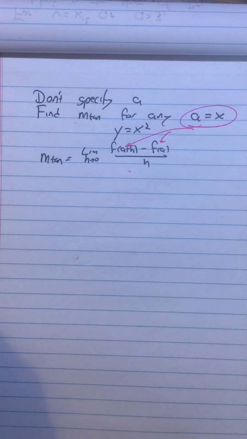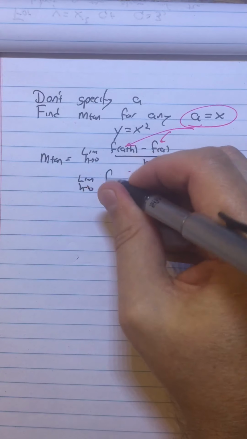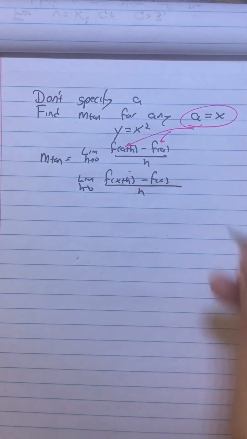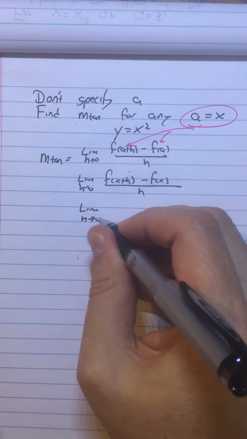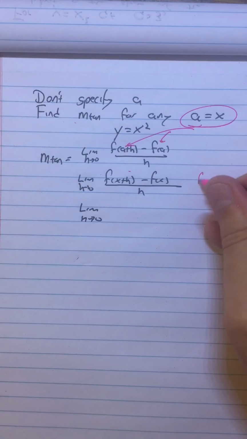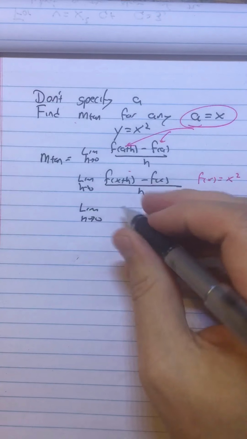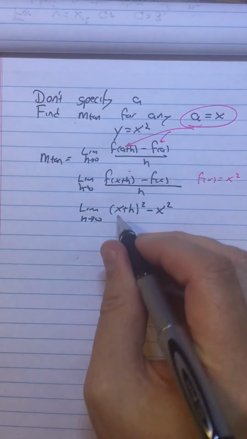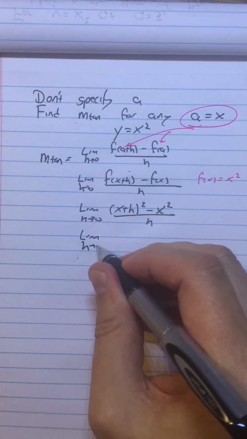All right, so we're not going to plug in values for a. So we're going to do the limit as h approaches 0 of f of x plus h minus f of x over h. For this particular function, y equals x squared, so f of x equals x squared. That means this equals x plus h squared minus x squared over h, just leaving these values as x. Then we can just do the algebra on that.